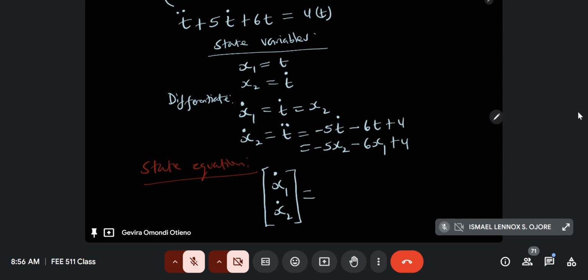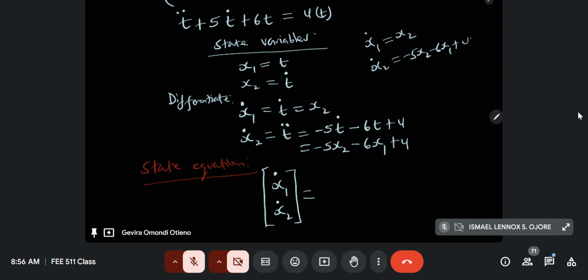Now we have to come back to the right-hand side and write it in matrix form. We have to look for the coefficients of x1 and coefficients of x2. Because you have an equation where x1 dot equals x2 and x2 dot equals, I can write it as minus 5x2 minus 6x1 plus u.